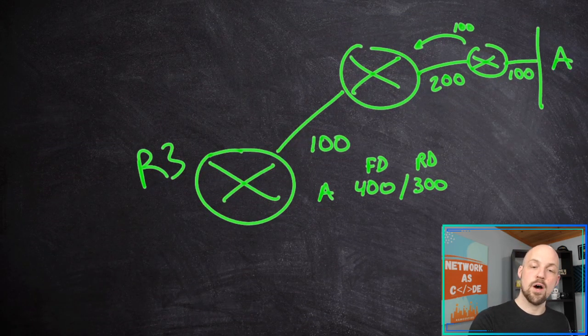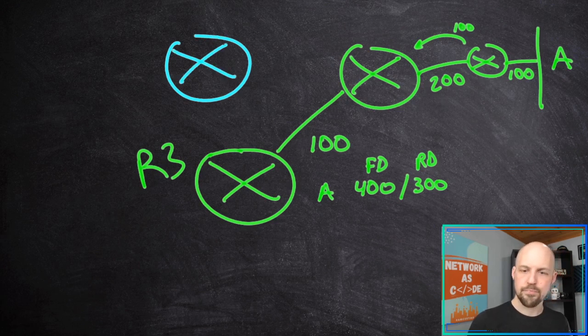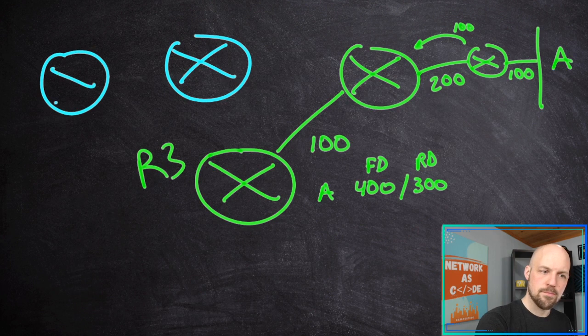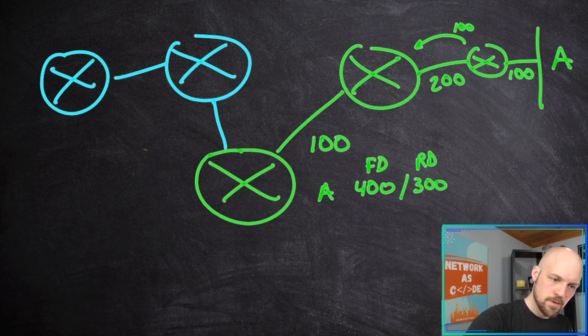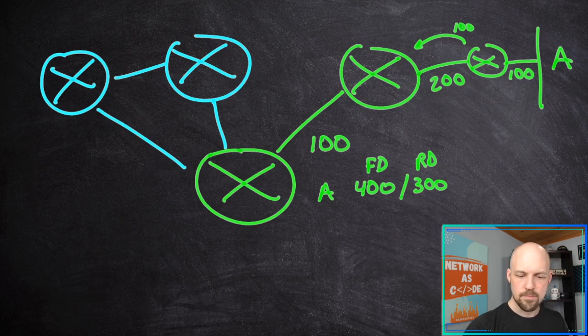Okay. So let's say we have another router here, and another router over here. And this is a weird network. I get that. Totally agree. It's a weird network. I don't know what's going on with this. All right. Router 3. Oh, there we go. This is still router 3 here. Okay.